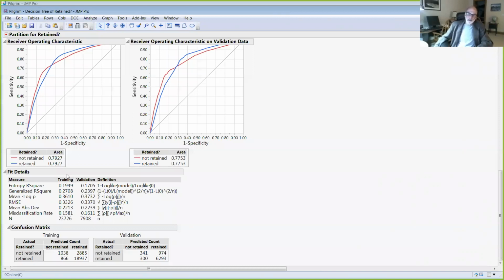Usually you will find, not always, but most of the time, that the measures of fit are better in the training data than the validation data. Because the training data was used to build the model, the validation data is only being used to say, how does it do on data that was not used in building the model? Misclassification is how many wrong classifications there are. It was 15.8% for the training data. It's a little bit higher, 16.1%, for the validation data.